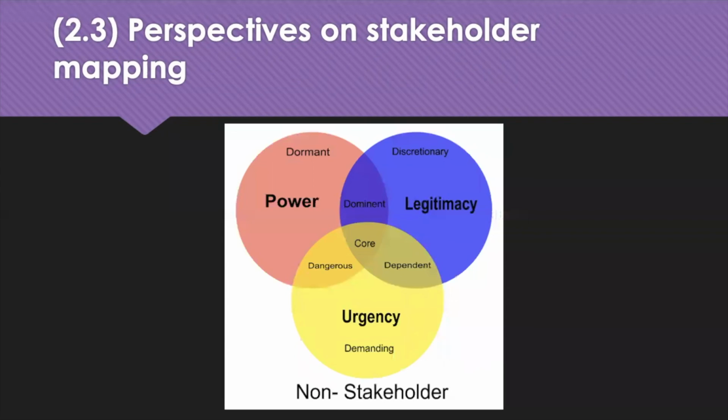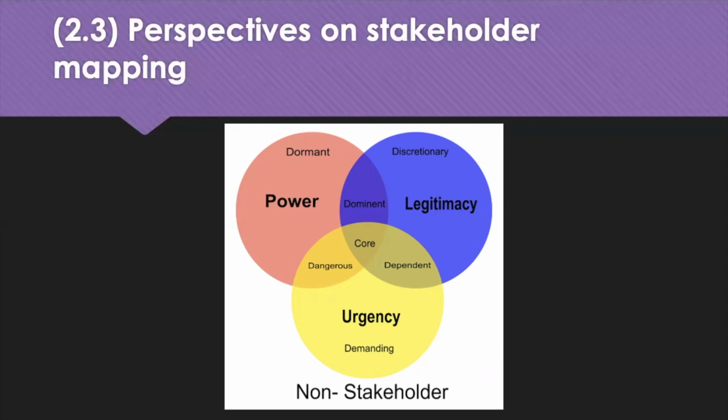Another perspective or view of stakeholder mapping was developed by Mitchell, and it's a so-called power, legitimacy and urgency model. This is used to understand the priority and level of attention of stakeholders towards the organisation. It can also help to develop what method of communication you should use.